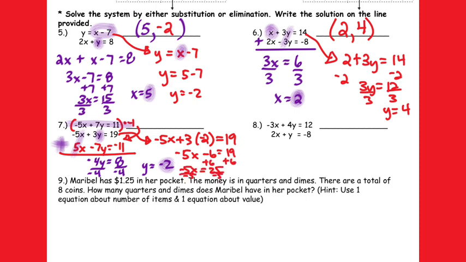And I get -5. So you can see, if you're really good in chapter 1 and 2, these are not very hard. But if you still struggle with solving for a variable, it gets really tricky pretty fast. Number 8.